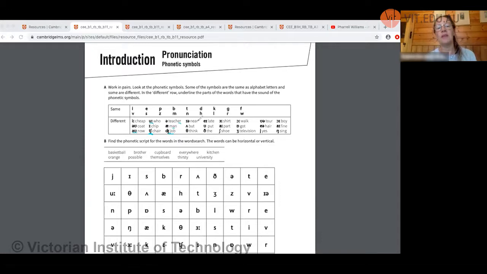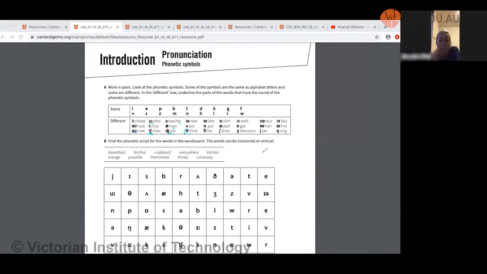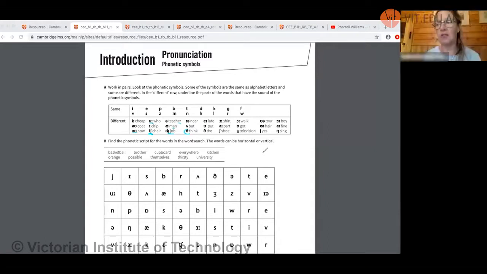Okay. And then we have near, but this think. The sound here is think. Think. That's the th sound without the voice, the silent th. Okay. This one's late. So that is this bit here. And this one here is put.